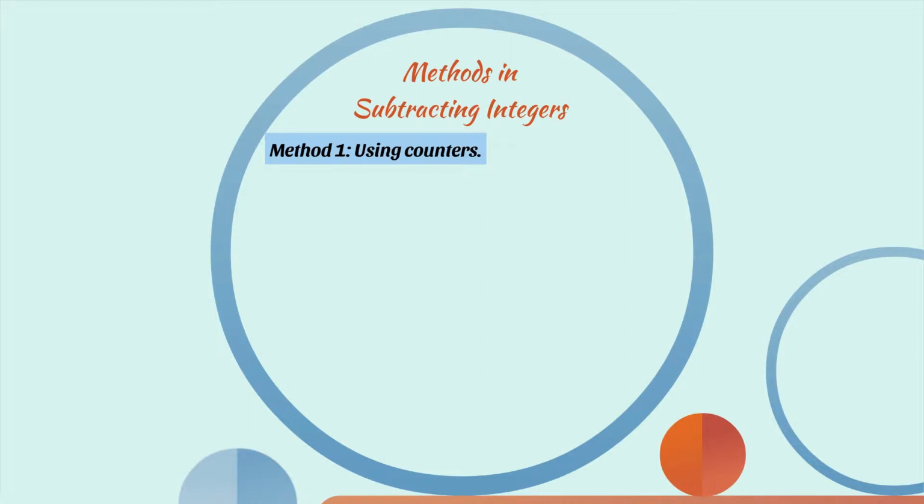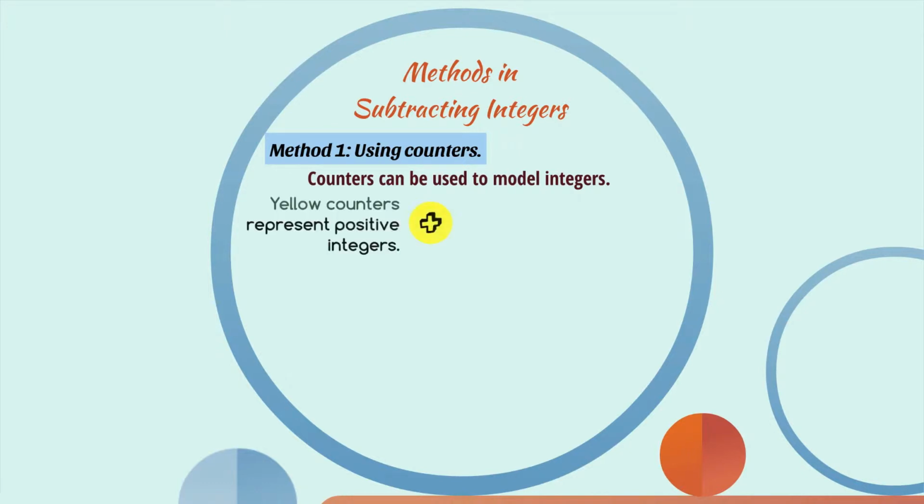So what are counters? For those who don't know yet, counters can be used to model integers. We have two types of them. Yellow counters represent positive integers, while red counters represent negative integers. These two counters can actually solve subtraction of integers.